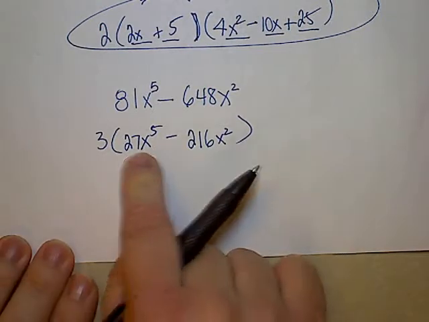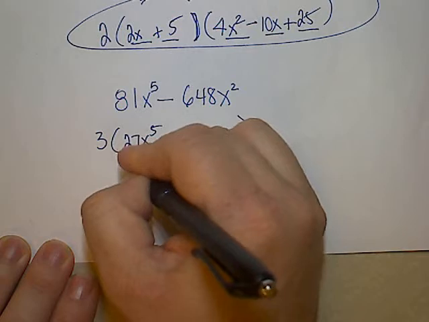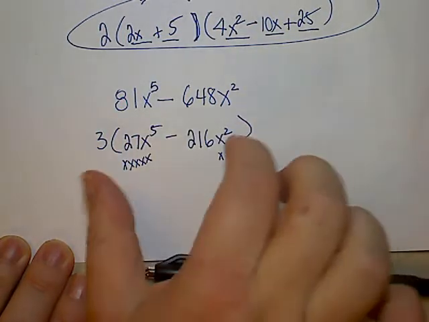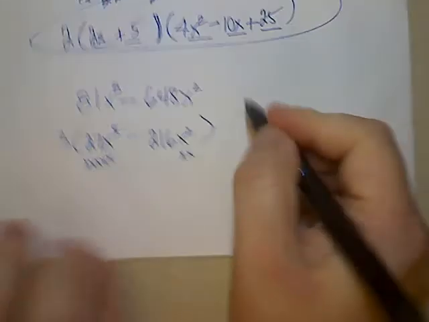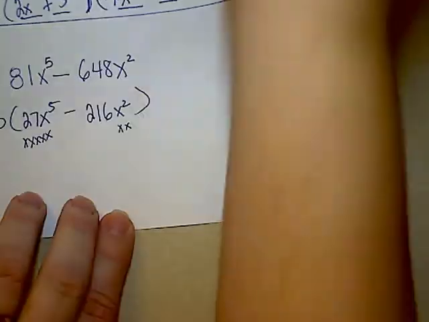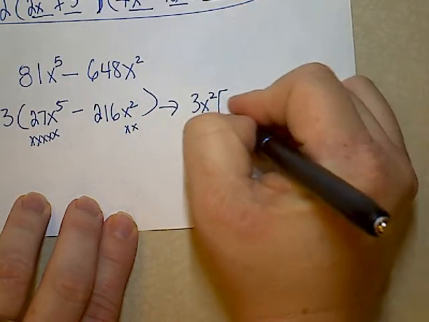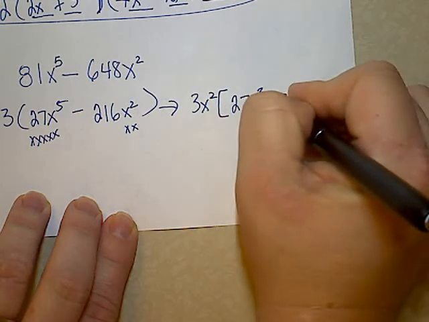So what's the most x's I can take out? Remember, this is really like x and x, and this is like x, x, x, x, x, if I lined them up. This is 5 x's and 2 x's. So what's the most I can pull out of both of these? 2. Okay, so I'm going to rewrite that over here. And when I pull out 2 x's, this is what it looks like: 27x to the third minus 216.